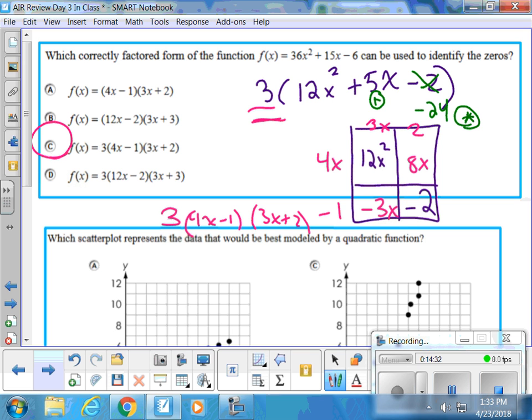You're probably wondering, I heard her mention she could use Desmos to check. You can absolutely use Desmos in a problem like this. What I'm going to do is graph the original equation. Then I'm just going to graph all of these equations and see which one is the exact same parabola. Does that make sense? Let's try real quick. So 36x squared plus 15x minus 6.